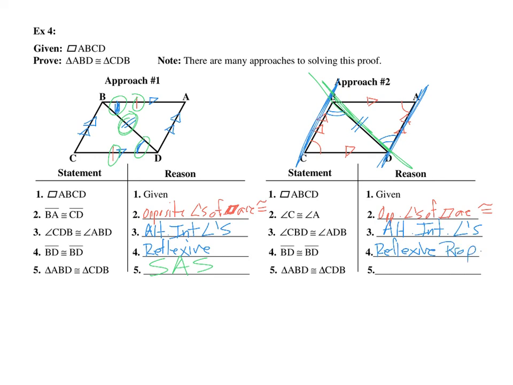And then how are these triangles congruent now? They are congruent by AAS. That's all there is to it.